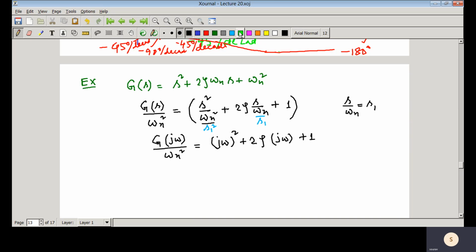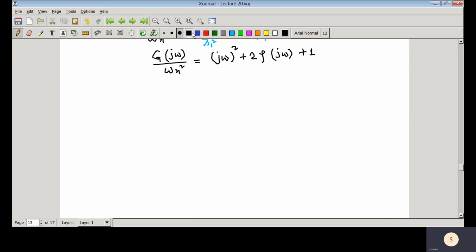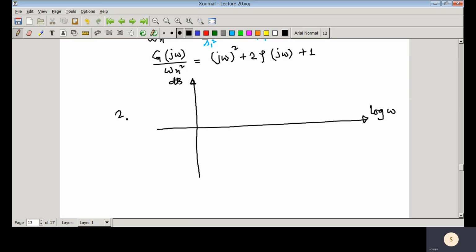So now if we draw that asymptotic Bode plot, how does it look in normalized scale? This is the logarithmic scale of frequency, and this is in dB, that is 20 log of G(j omega) divided by omega n squared. That is actually in normalized form.